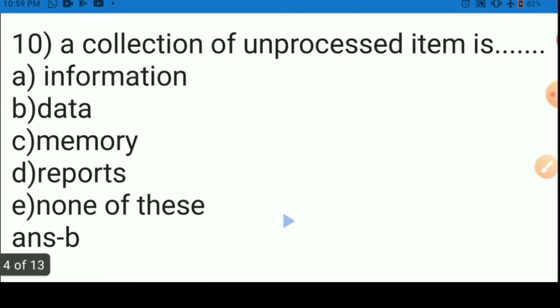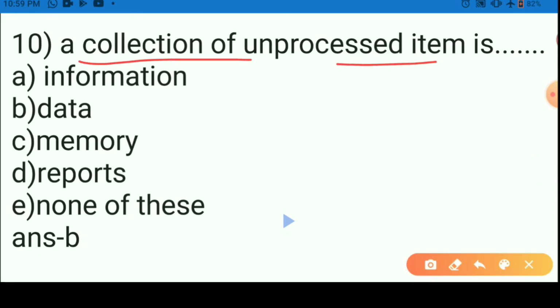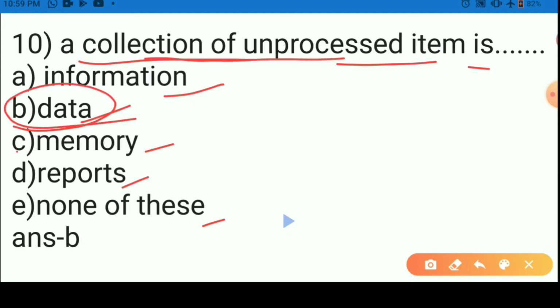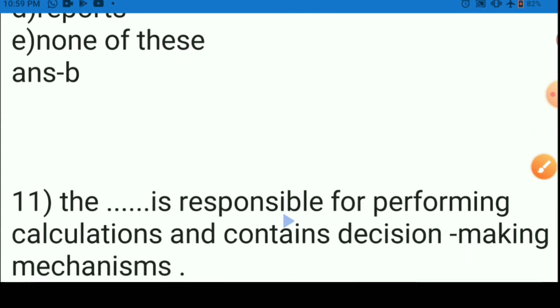A collection of unprocessed item is: information, data, memory, reports, none of these. Right answer is data. A collection of unprocessed item is data. Option B.